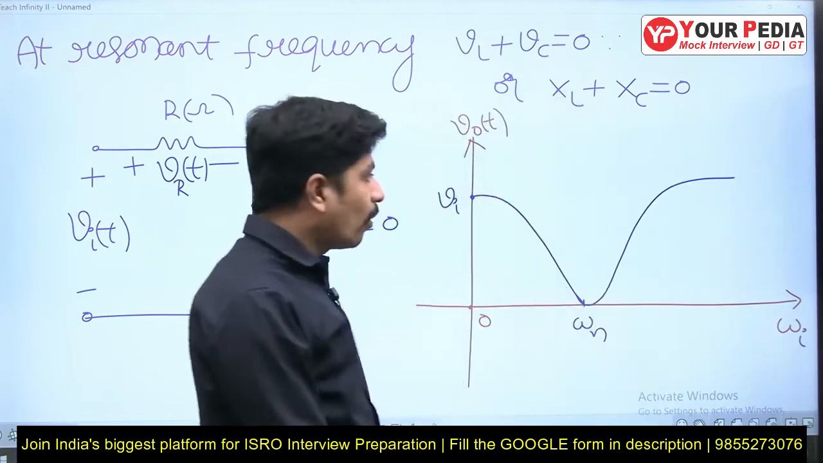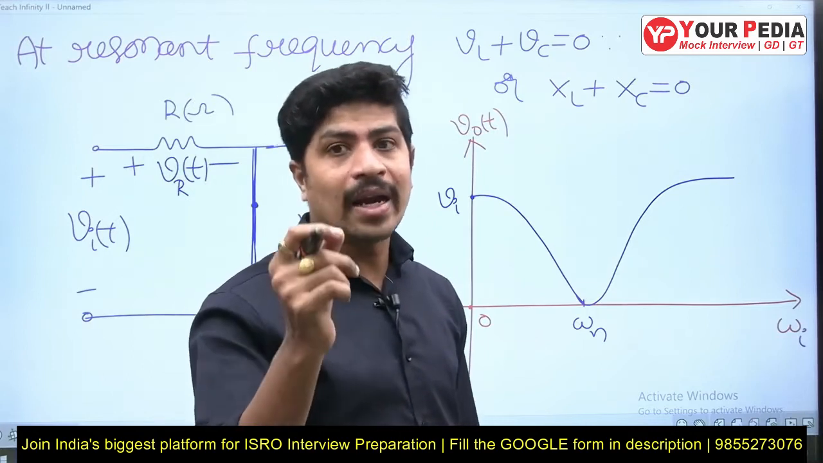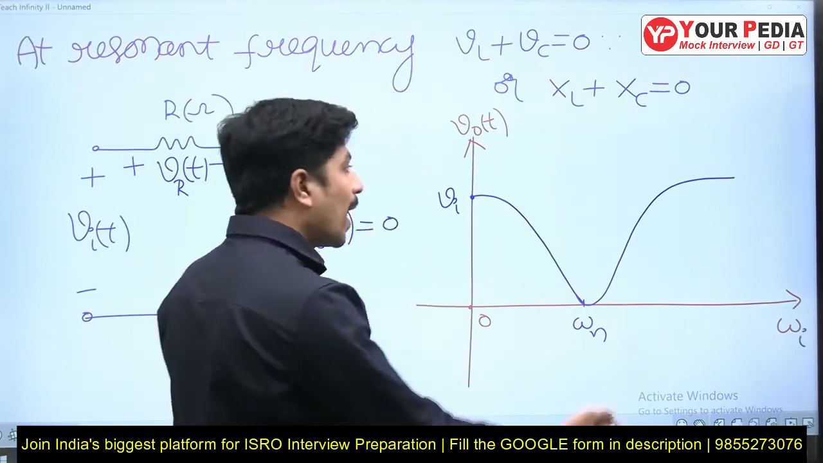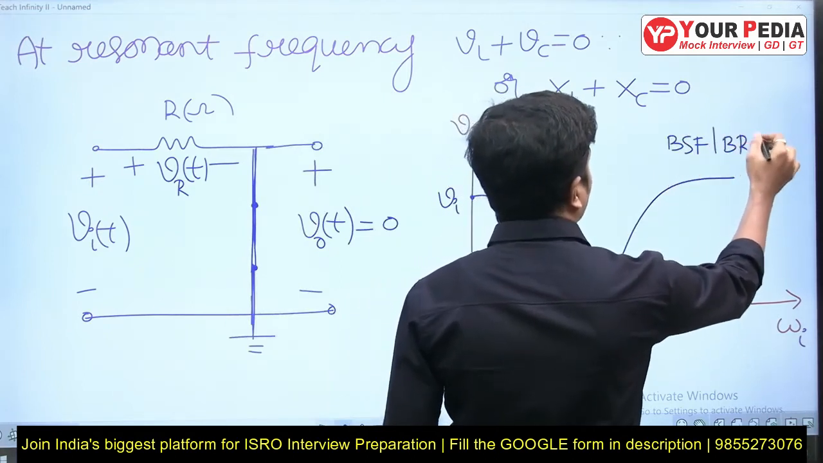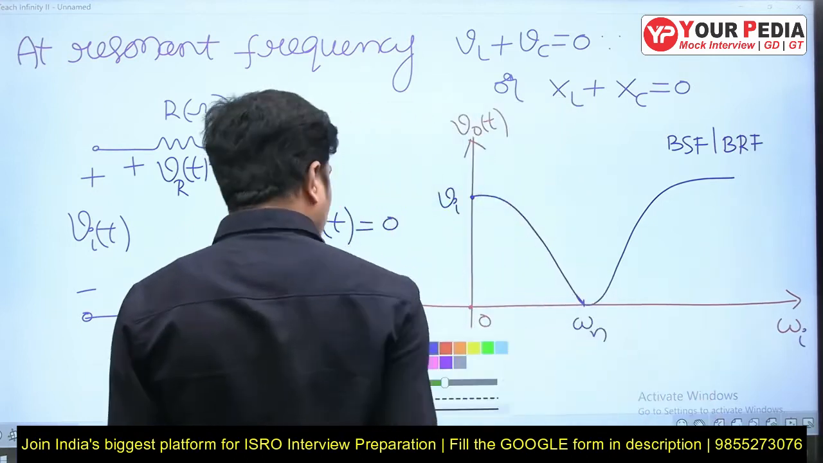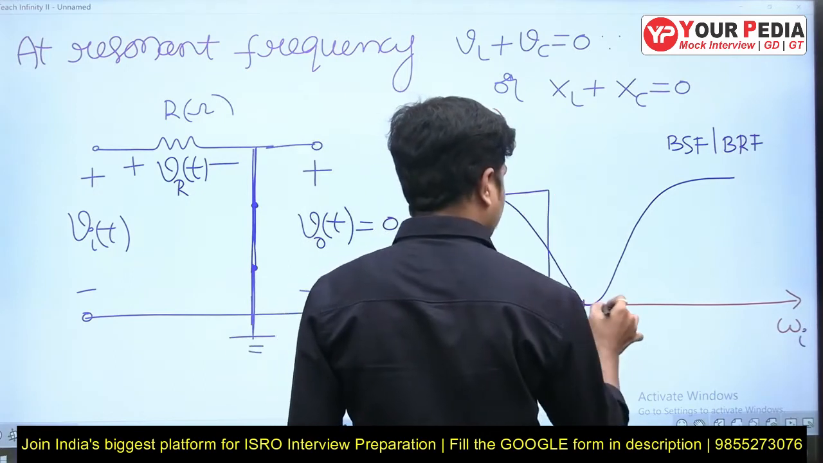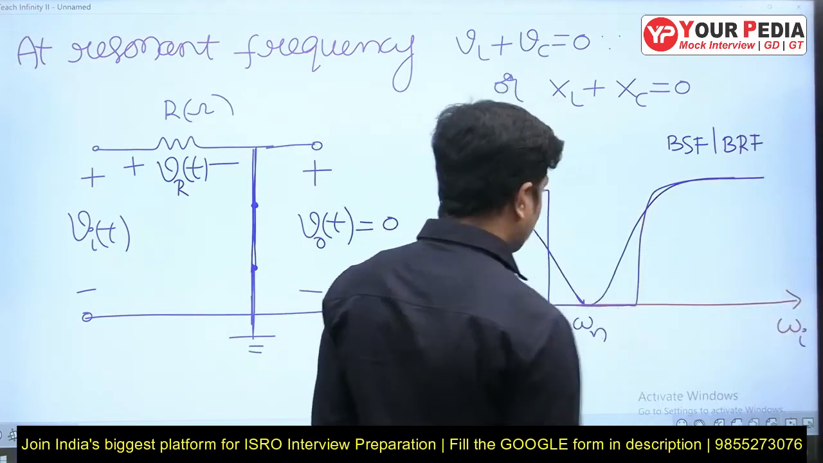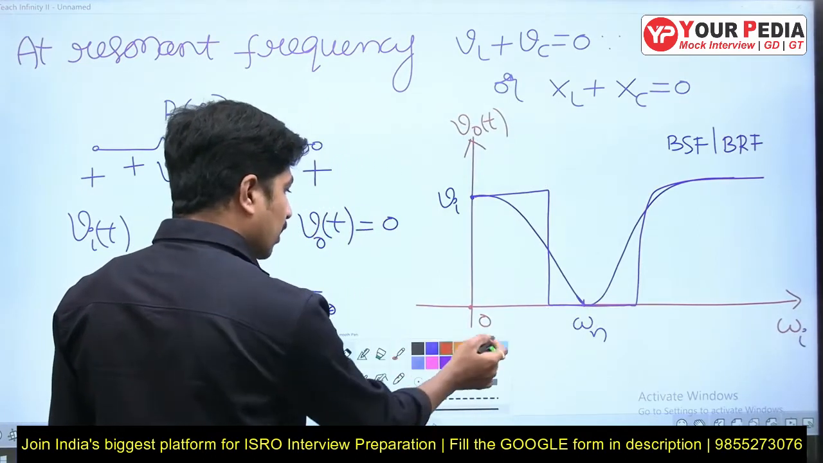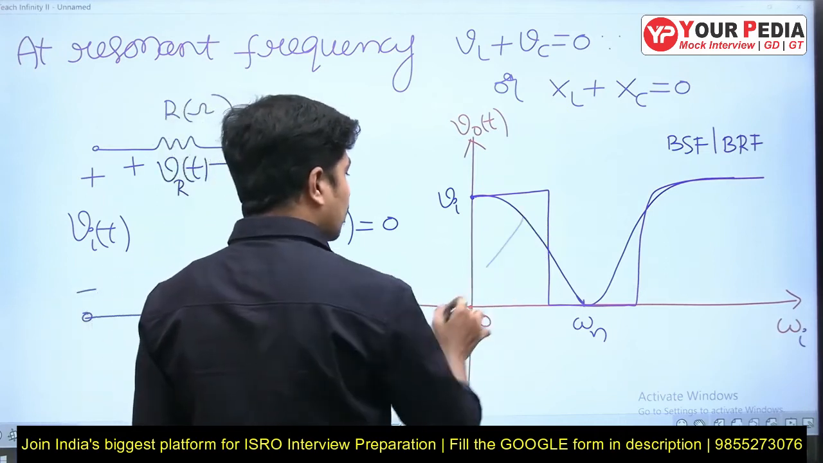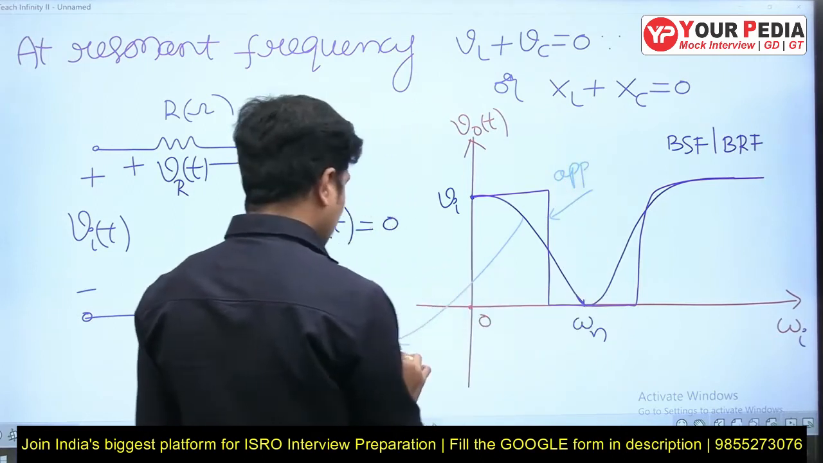What kind of filter has this type of characteristics? Band stop or band reject filter. These are the exact characteristics, but the approximate characteristics we take for a band stop or band rejector filter will be like this. What we drew in blue color is the exact characteristic, and these are the approximate characteristics.